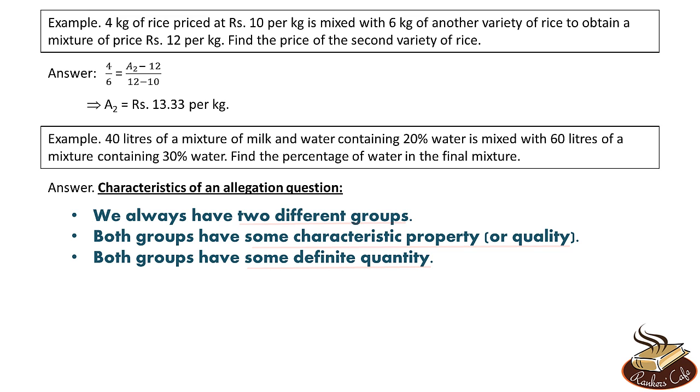In this question, we again have two different groups. What are those groups? The groups are two different mixtures of milk and water. What is its characteristic property or the quality element? The quality element is that the first group contains 20% water and the second group contains 30% water. And what is the quantity? Well, it is given that the first group has 40 liters of that mixture, which is the quantity of the first group, and the second group has 60 liters of the mixture, which is the quantity of the second group.